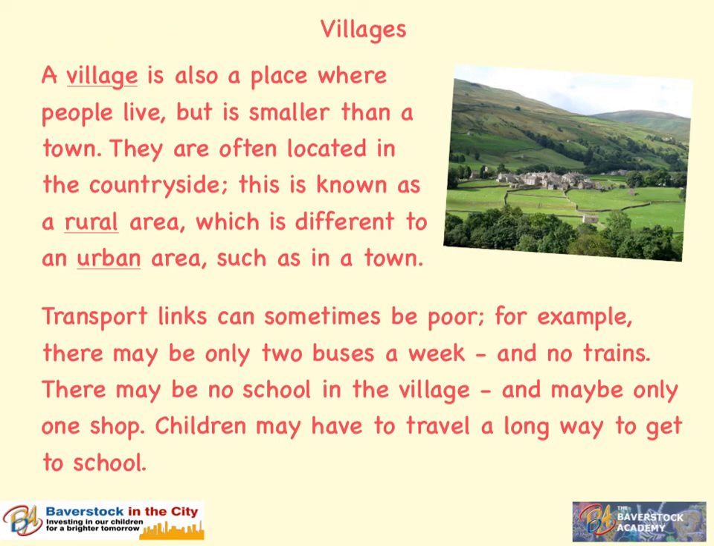A village is also a place where people live, but it is smaller than a town. They are often located in the countryside, as this one here is, you can see. In the countryside. This is known as a rural area, which is different to an urban area, such as in a town. Transport links can sometimes be poor. For example, there may be only 2 buses a week and no trains. There may be no school in the village and maybe only one shop. Children may have to travel a long way to get to school.